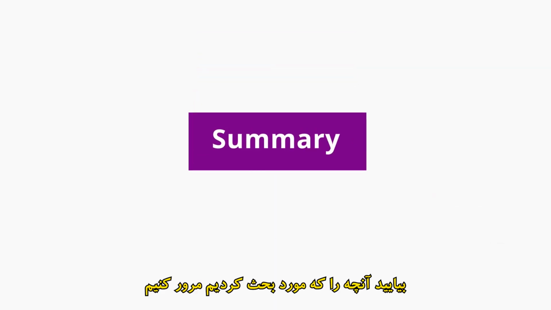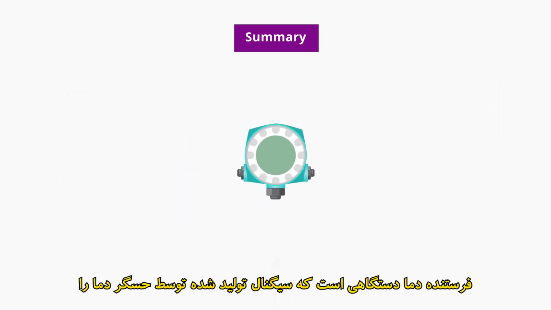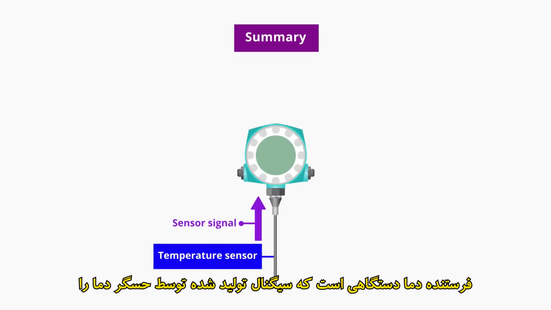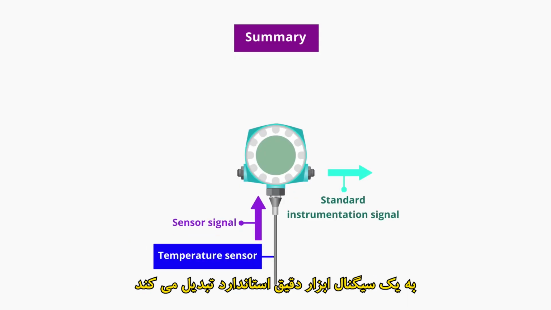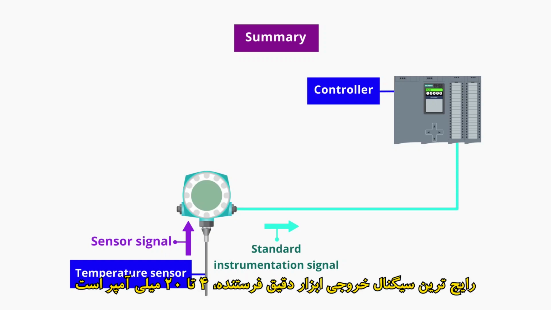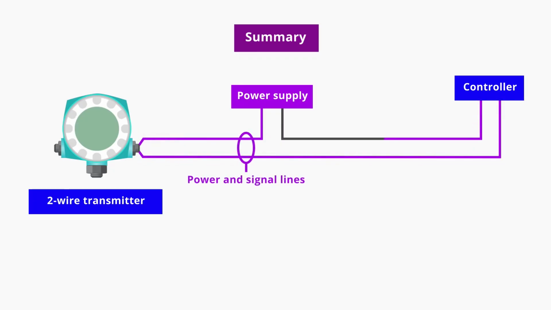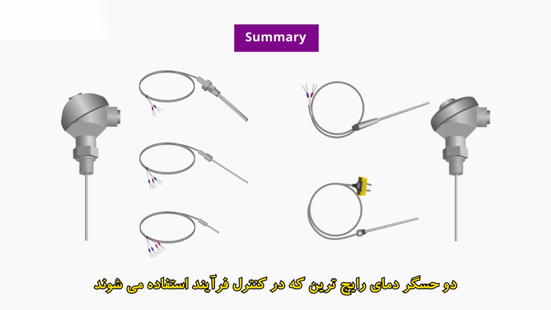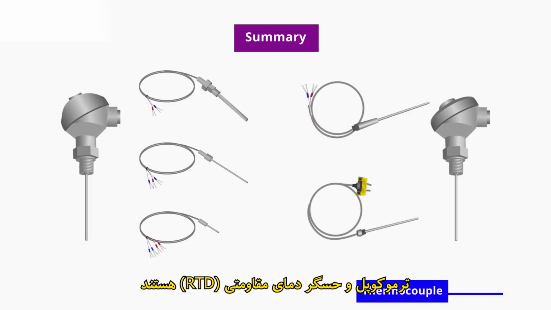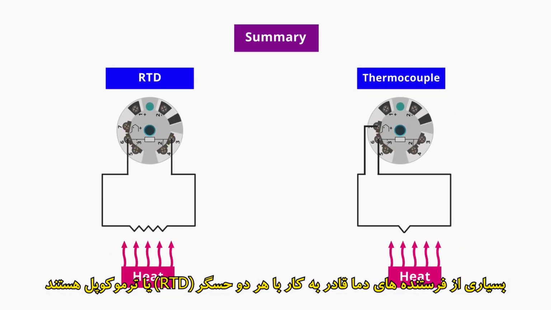Let's review what we've discussed. Temperature transmitters are available in several different shapes and sizes. A temperature transmitter is a device that converts the signal produced by a temperature sensor into a standard instrumentation signal representing a process variable temperature being measured and controlled. The most common transmitter instrumentation output signal is 4 to 20 milliamps. Most temperature transmitters are two-wire types, having only two wires. The two most common temperature sensors used in process control are the thermocouple and the resistance temperature detector, or RTD. Many temperature transmitters are capable of working with either an RTD or a thermocouple.